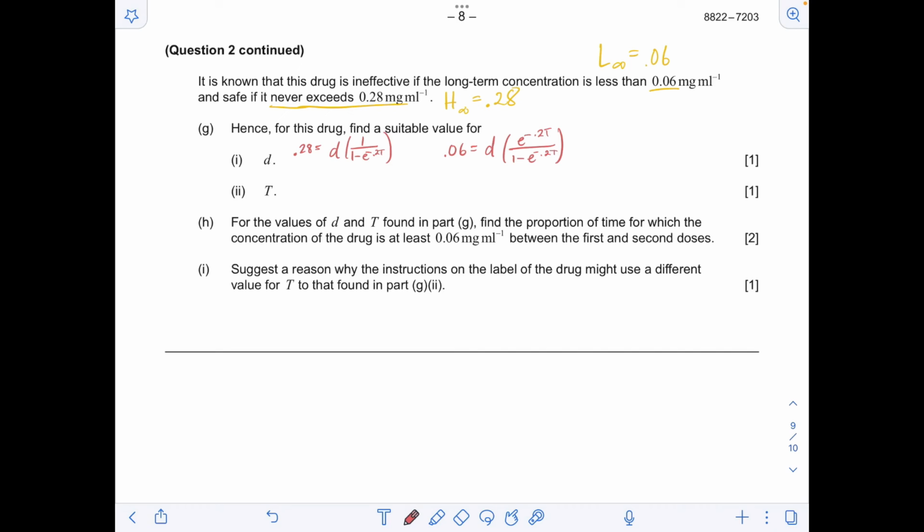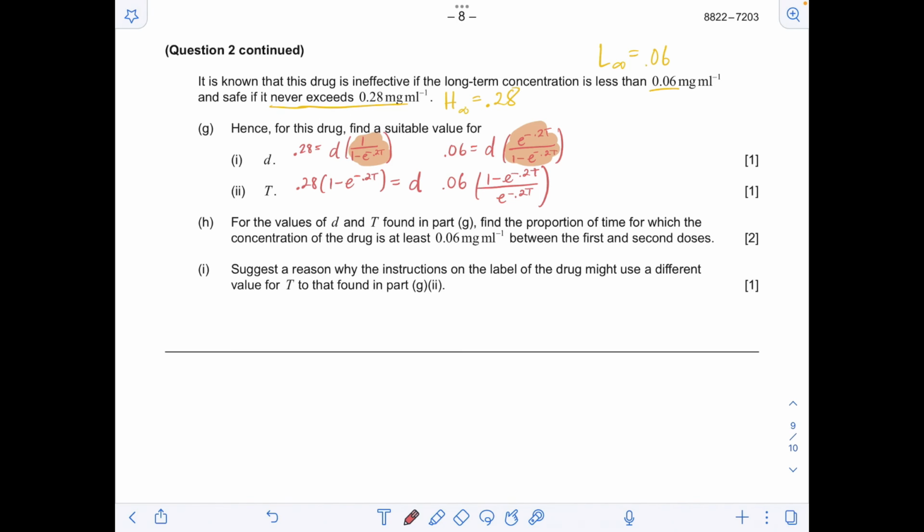We can rearrange both of these to isolate D and then set them equal to each other by dividing both sides by this fraction, which is the same thing as multiplying by the reciprocal. We get 0.28 times 1 minus e to the negative 0.2t is equal to D. And doing the same, dividing by the fraction to isolate D, which is the same as multiplying by the reciprocal, we get 0.06 times the reciprocal of that fraction, 1 minus e to the negative 0.2t over e to the negative 0.2t.